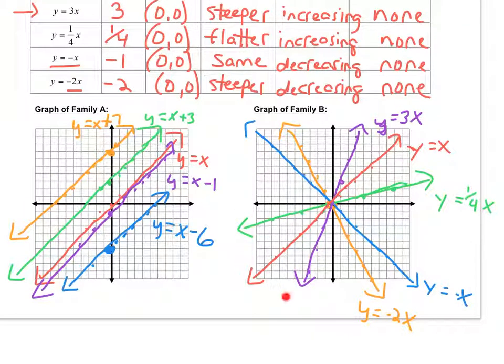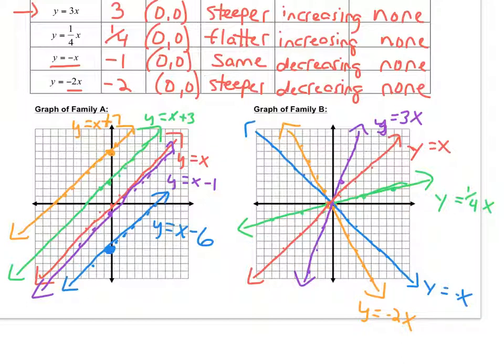Okay, so now I've done this family of lines. Notice they all go through the origin, but they have different slopes. So I have y equals x here, y equals 1/4 x, see it's flatter, and then y equals 3x is steeper, but all three of those are going up. And then I have this one going down, -2x, and this is -x, and those are decreasing. So those two are decreasing. All right, that's it for this page.